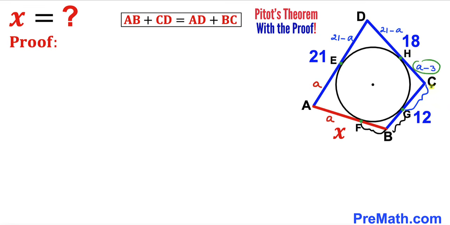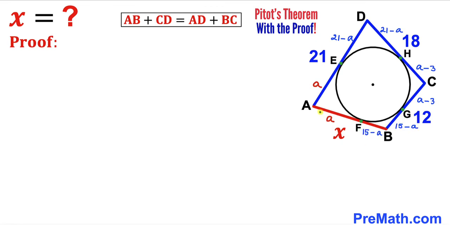If this segment CH is a minus 3, then this segment CG is going to be a minus 3 as well. Now we can see that this whole side length is 12, and this side length is a minus 3. So this BG segment is going to be 12 minus (a minus 3). Let's simplify. That is going to give us 12 minus a plus 3. That is going to give us 15 minus a. So if this segment is 15 minus a, then this BF segment is going to be 15 minus a as well.